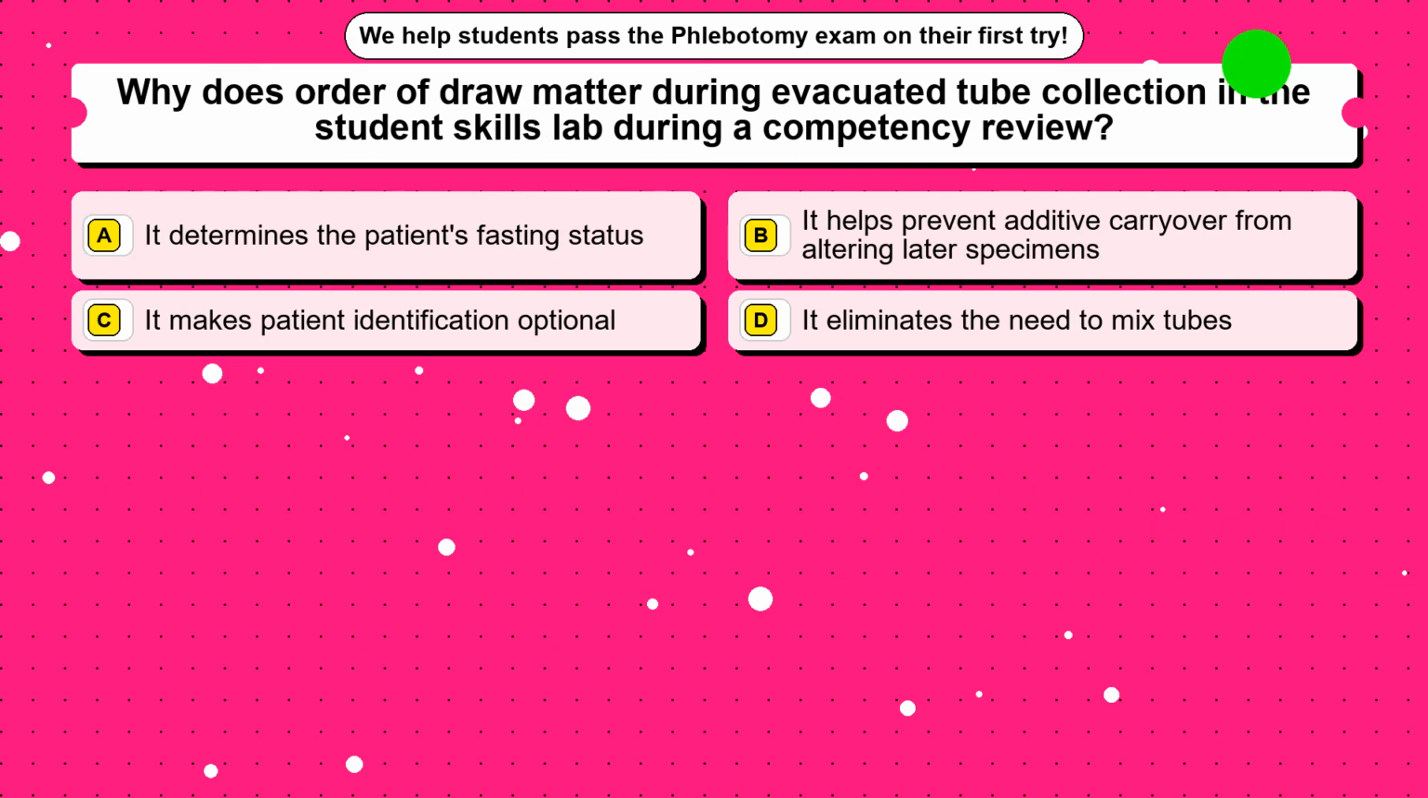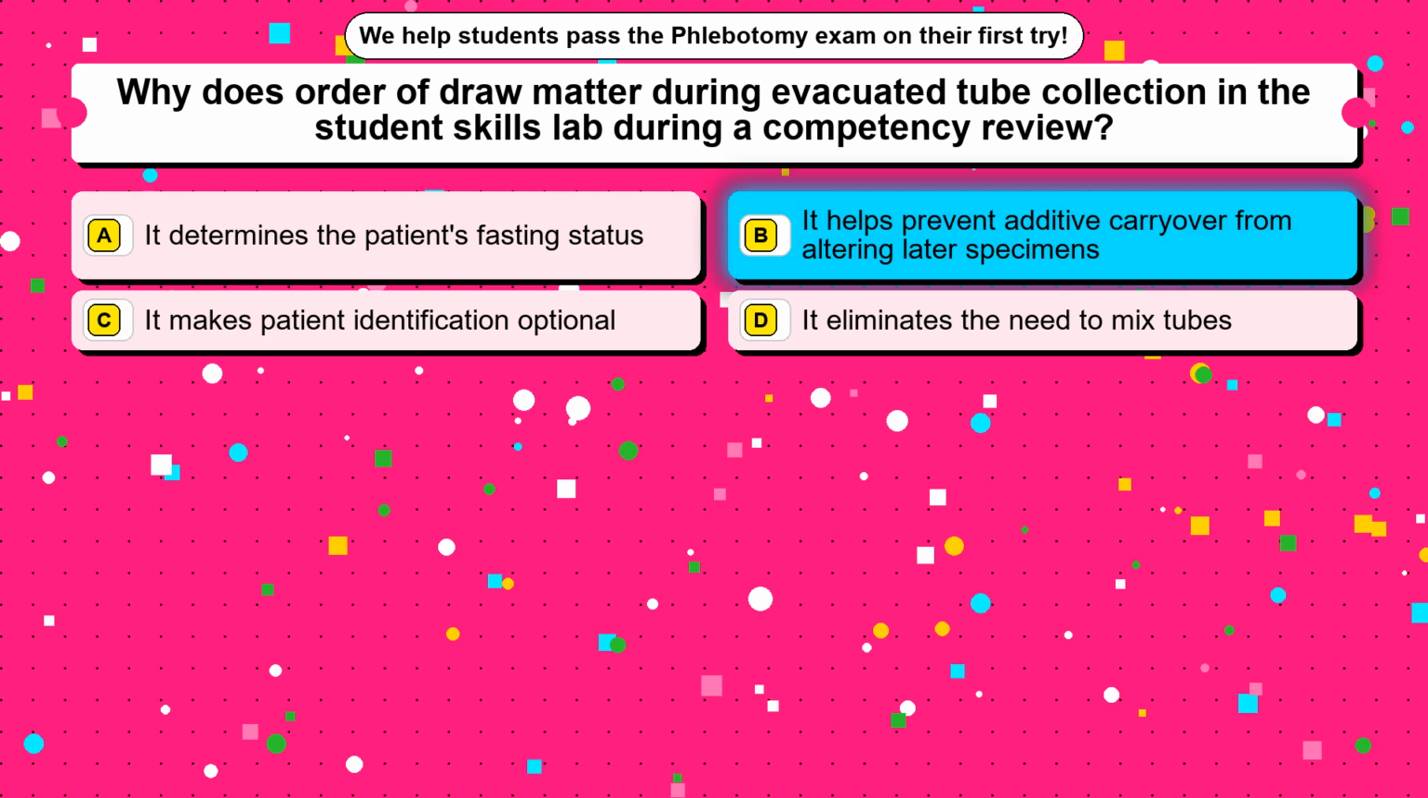Question 55. Why does order of draw matter during evacuated tube collection in the student skills lab during a competency review? Option A. It determines the patient's fasting status. Option B. It helps prevent additive carryover from altering later specimens. Option C. It makes patient identification optional. Option D. It eliminates the need to mix tubes.